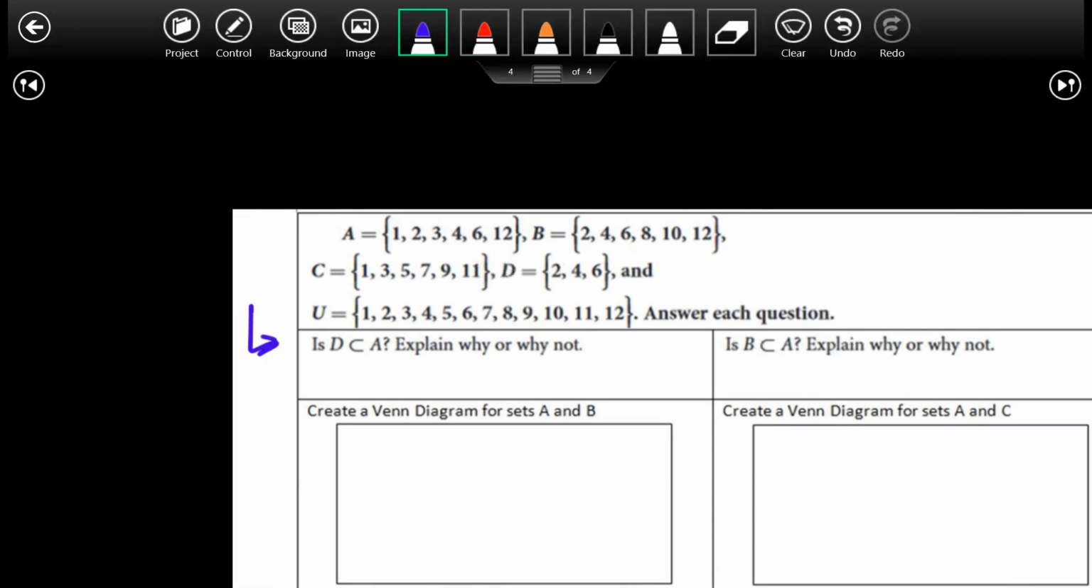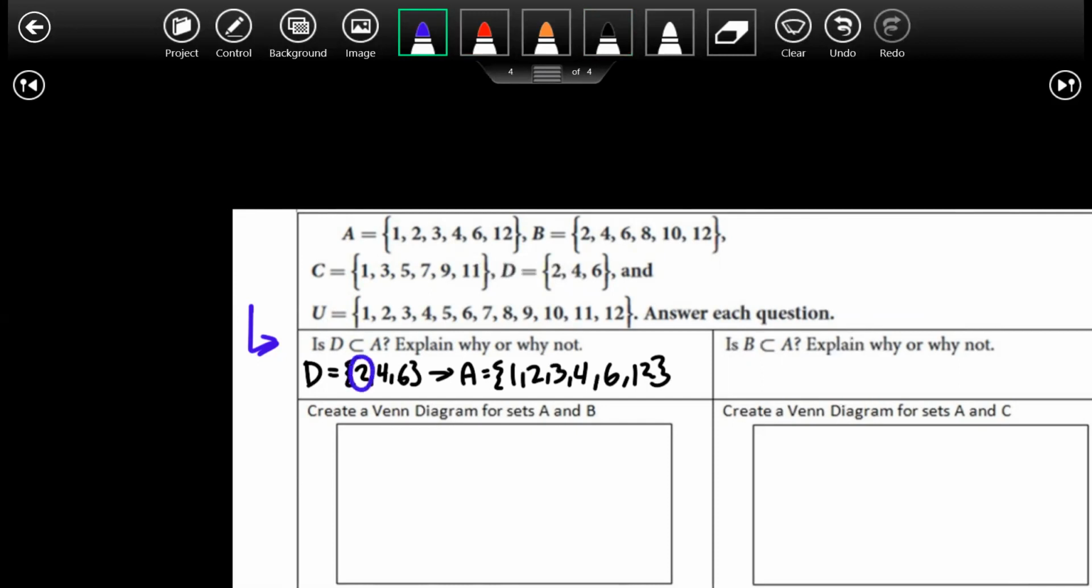Is D a subset of A? Meaning, are all elements in D in A? Let's write it out. D is going to be 2, 4, 6. What are the elements of A? 1, 2, 3, 4, 6, and 12. Are all the elements in D in A?